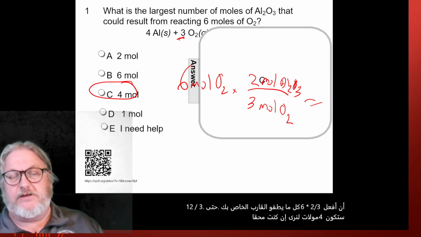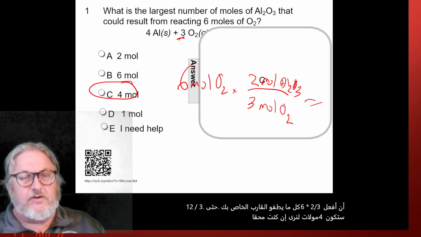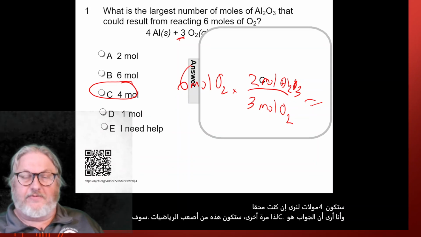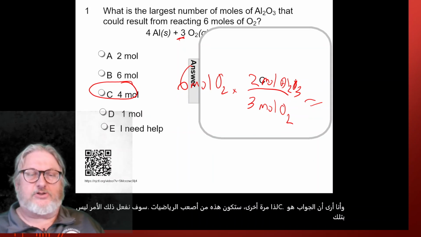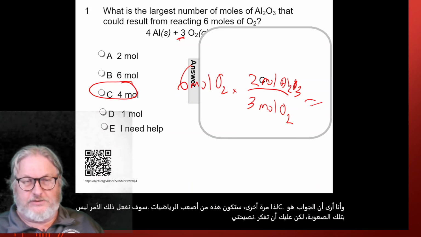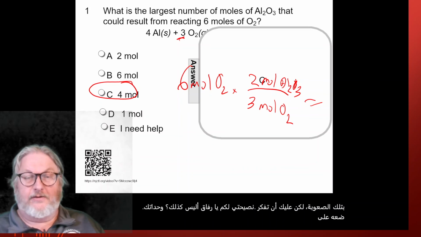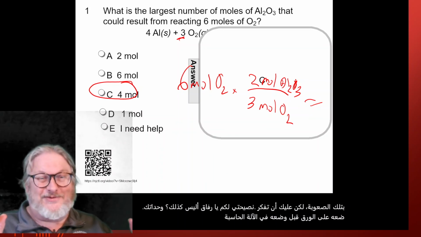The answer is C. So again, this is going to be some of the hardest math we're going to do. It's not that hard, but you do have to think. My advice to you guys, write your units. Put it on paper before you put it in the calculator. Okay? So this is the beginning of our study of stoichiometry.